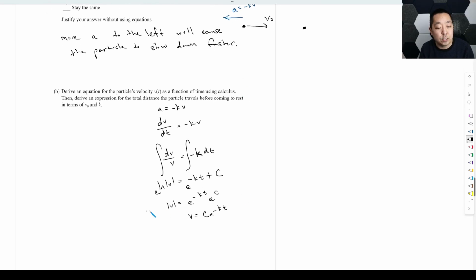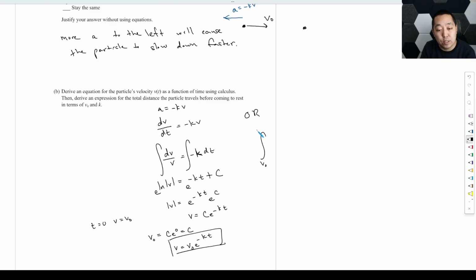And then we just take advantage of the fact that when t is equal to 0, the velocity should be v0. So v0 will be c e to the 0, which is just c. Therefore, c is equal to v0. Plug that into there, and that would be our expression. Now, if you want to put bounds, you would integrate from v0 to 0, because that's where it's going to go, from a velocity starting at v0 and ending at 0. Actually, this one's probably a little trickier to do.